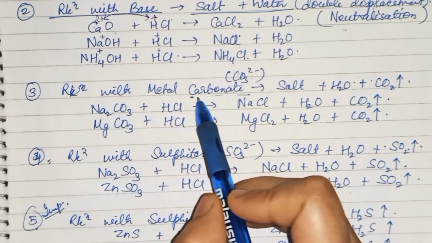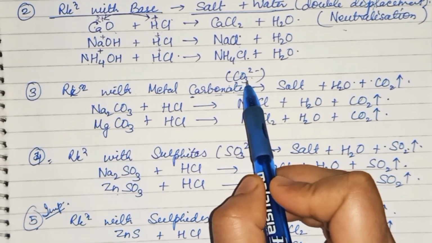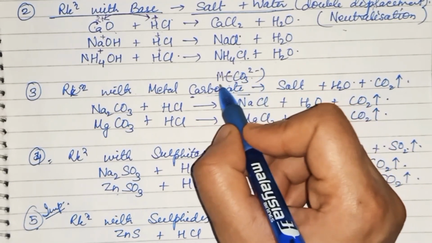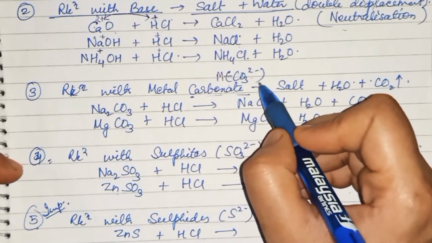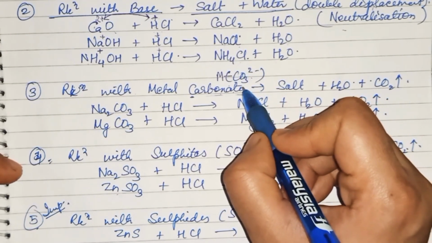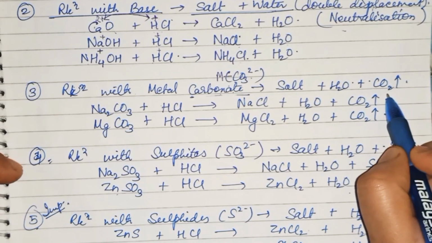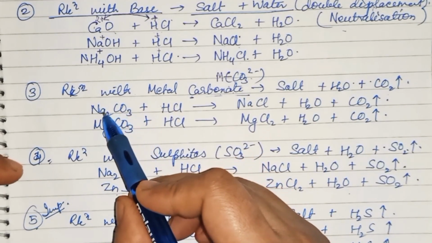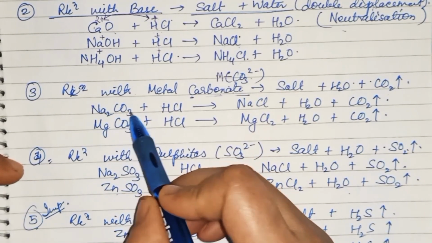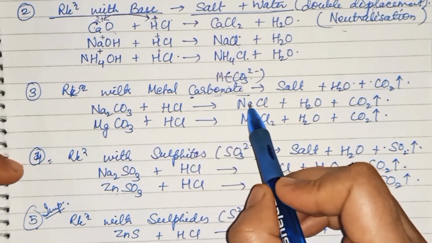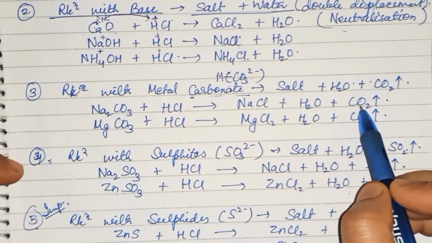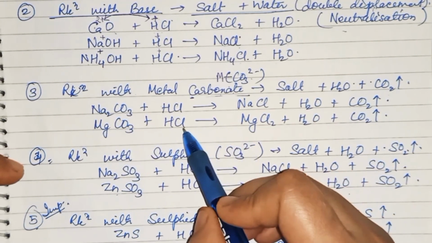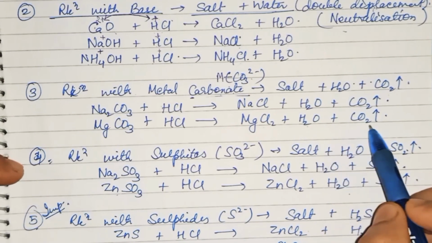Now next is reaction with metal carbonate. Metal carbonate is CO3 2 minus. Any metal combined with this CO3 2 minus forms a metal carbonate. Children, remember this point: carbonate will always give carbon dioxide gas. Wherever carbonate is present, it will give carbon dioxide gas. Sodium carbonate is a metal carbonate; with HCl acid, it will give the salt sodium chloride, water and carbon dioxide. And magnesium carbonate with acid will give magnesium chloride, water and carbon dioxide.